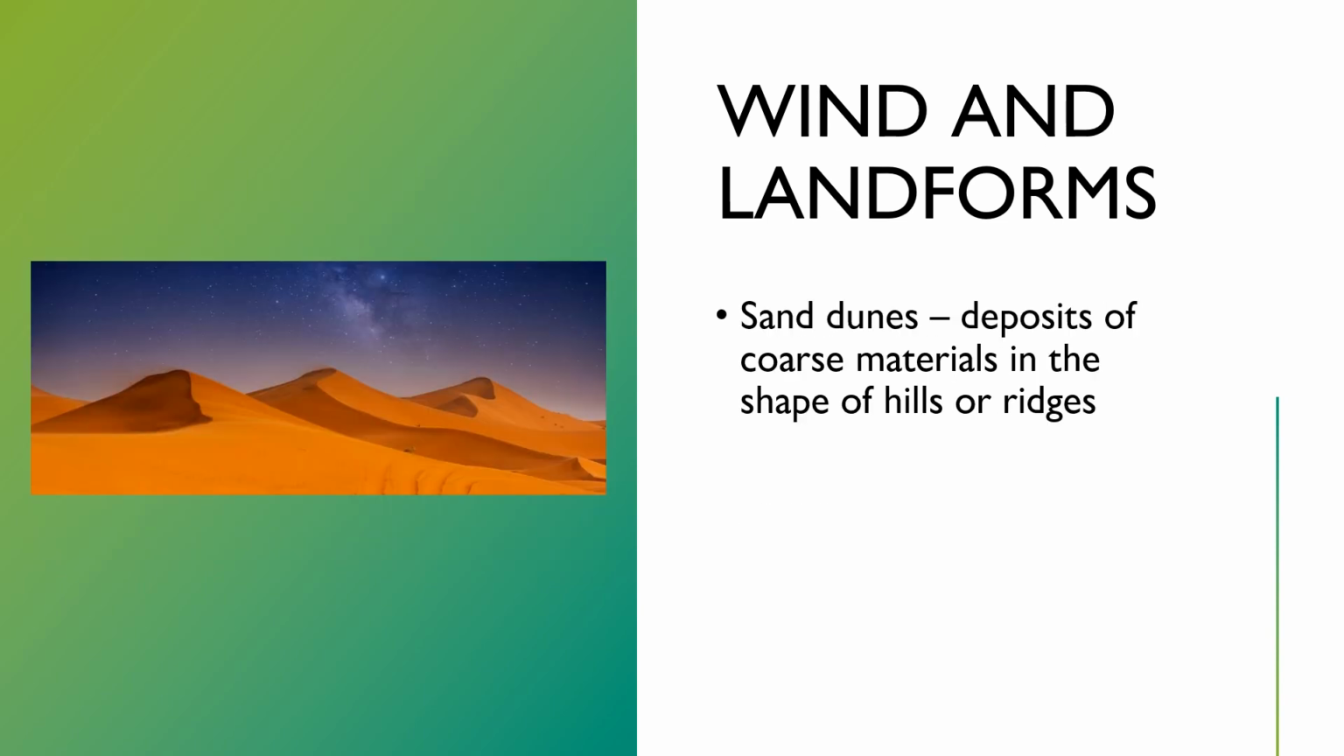Next, we have sand dunes, which are deposits of coarse materials in the shape of hills or ridges. So dune is a general term to describe any mound or ridge of wind-blown sand rising to various heights of up to 50 meters. Dunes are found in deserts or above low-lying coasts where sand is constantly renewed by onshore winds flowing across the sandy beaches.